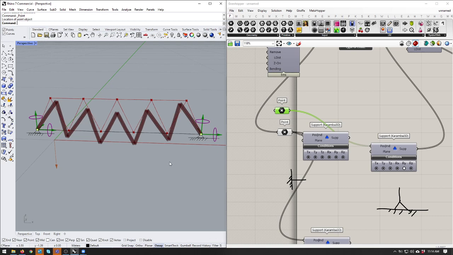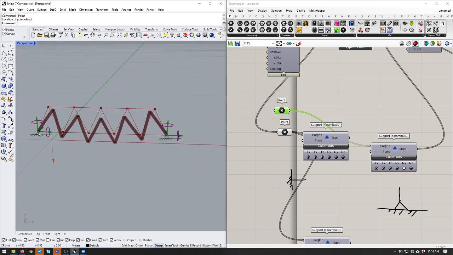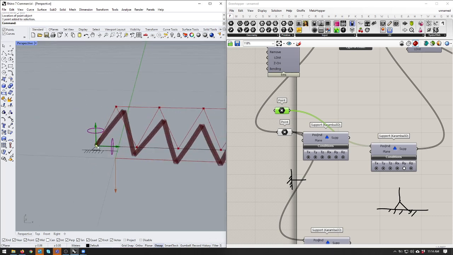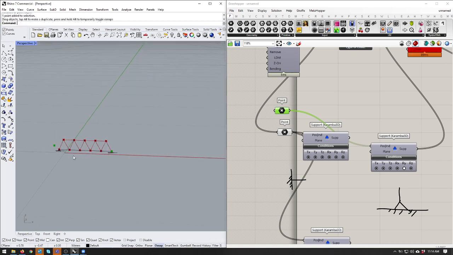Now, I'm going to do something that might affect, it might actually be the case with some of you already. I'm going to take this point here that I've drawn, I'm going to move it over here.